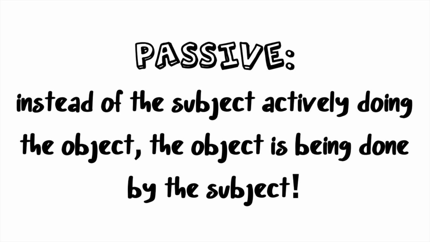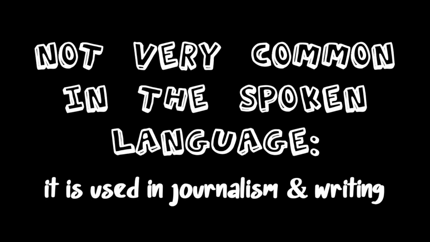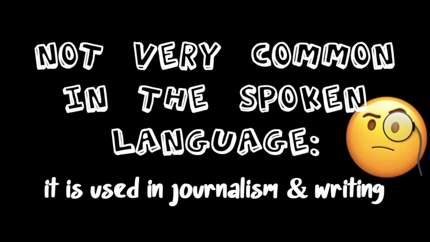So this is the passive voice, and instead of the subject actively doing, the object is being done by the subject. So obviously, active means you're actively busy doing something, where passive means you're sort of sitting back and you're not really doing anything. So it's not very common in the spoken language. It is used in journalism and writing. And this is why it's not always the easiest to do, because you don't always hear it.